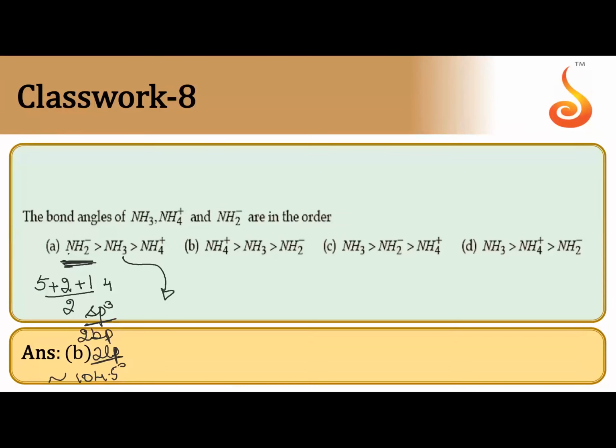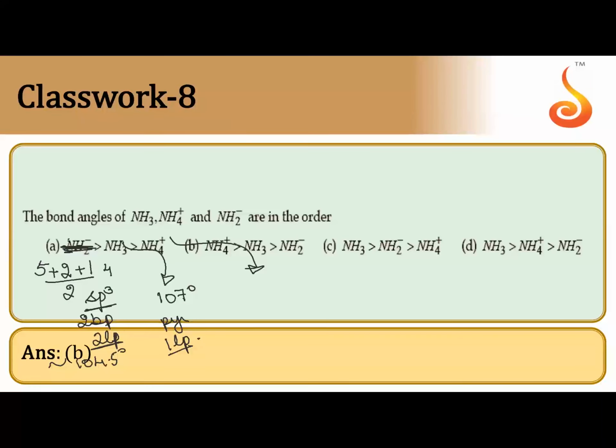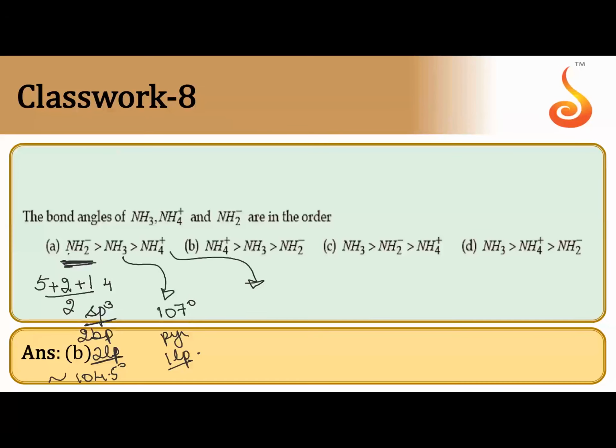Ammonia we already know. Can I directly write 107? Pyramidal, right? 1 lone pair is present. Whereas NH4 plus, is there any lone pair? What is the bond angle? What is the bond angle for NH4 plus? Correct, tetrahedral. Tetrahedral meaning what is the bond angle? 109 degree, 28 minutes. You're getting right, a little bit fast.